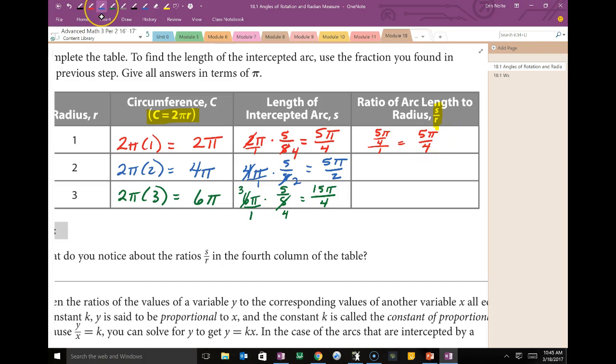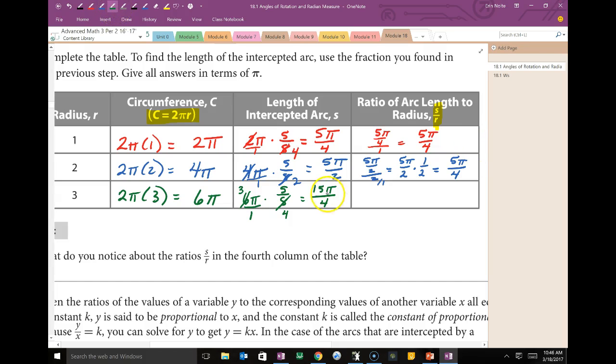Okay, for the second one, I'm going to take my s of 5 pi over 2 and divide by 2. So remember that 2 is the same as 2 over 1. So if I divide by a fraction, that's the same as multiplying by its reciprocal. So 5 pi over 2 times 1/2. If I multiply those straight across, I have 5 pi on the top, and 2 times 2 on the bottom becomes 4.